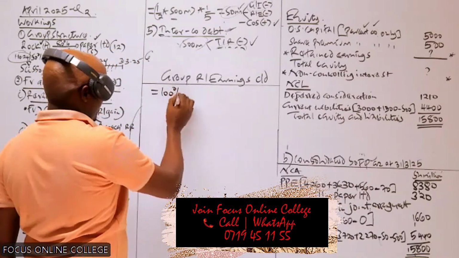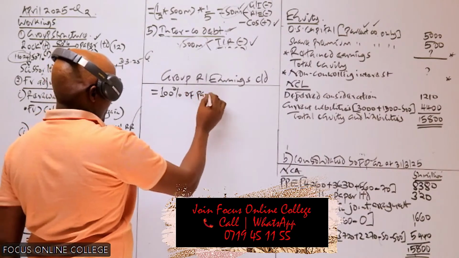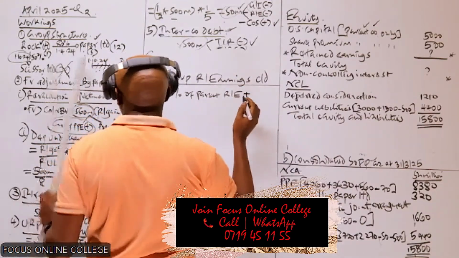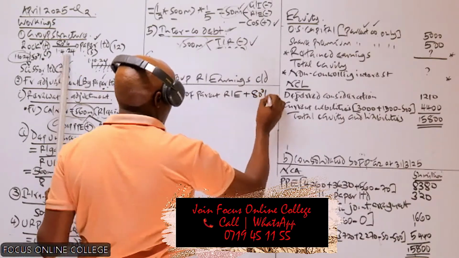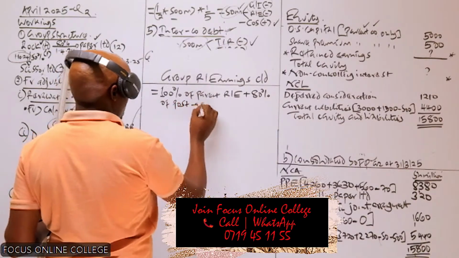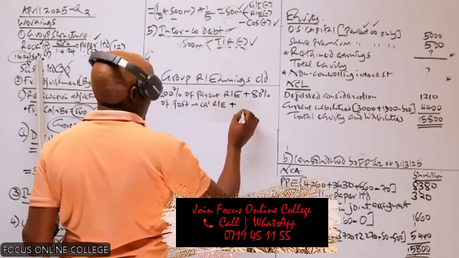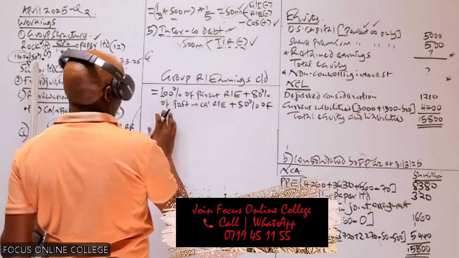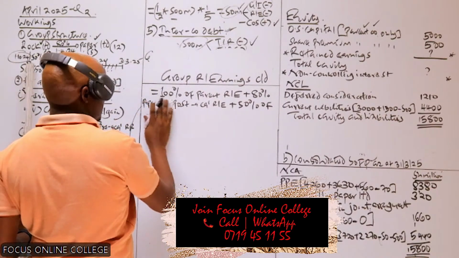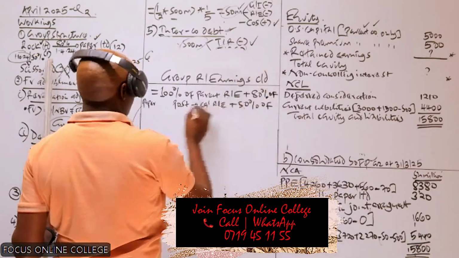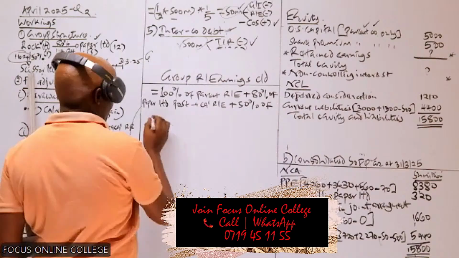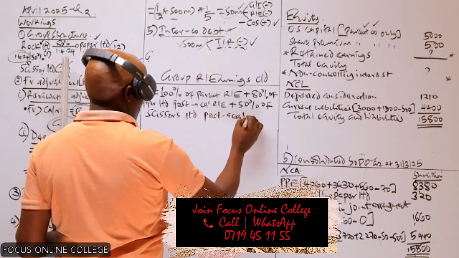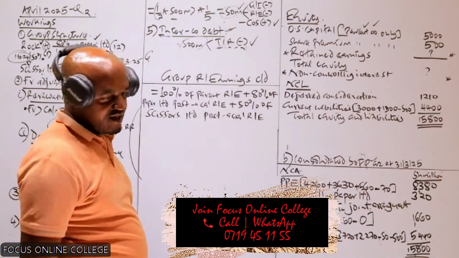This one is computed by taking 100% of the parent company retained earnings, plus, for this company here, that is Paper, we should take 80% of Paper Limited's post-acquisition retained earnings, plus 50% of Scissors Limited's post-acquisition retained earnings. Yes. That's basically how we compute that.